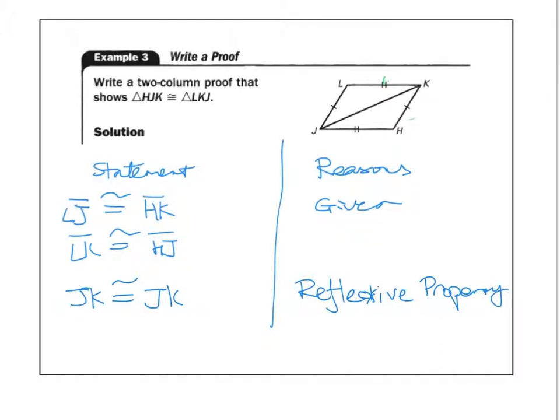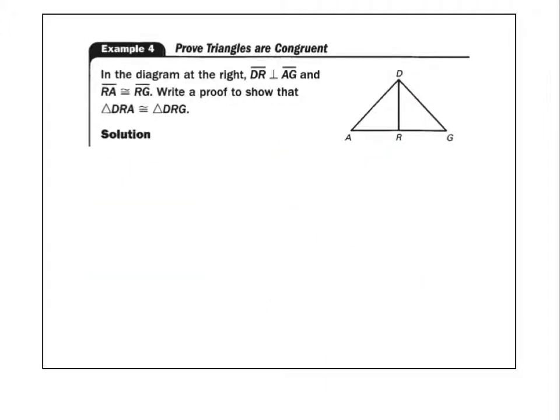Now I've got three sides being congruent. I can draw the conclusion that triangle JLK is congruent to triangle KH. I'm sorry, my sequence is wrong. It's congruent to triangle JHK. These two are congruent, and that's by the SSS congruence postulate. Okay, so that's how we write two-column proofs.